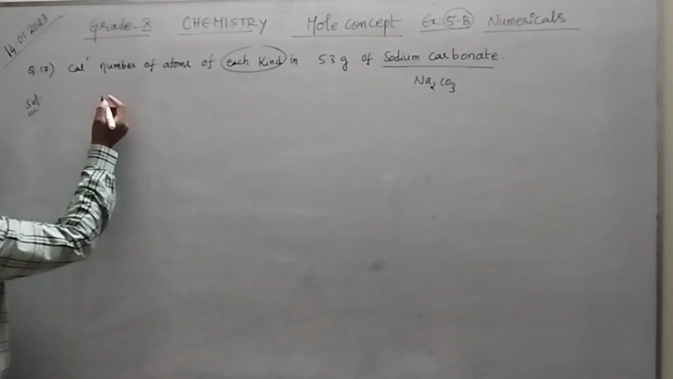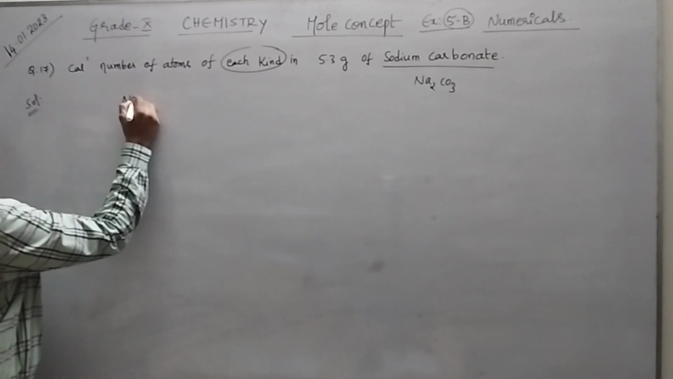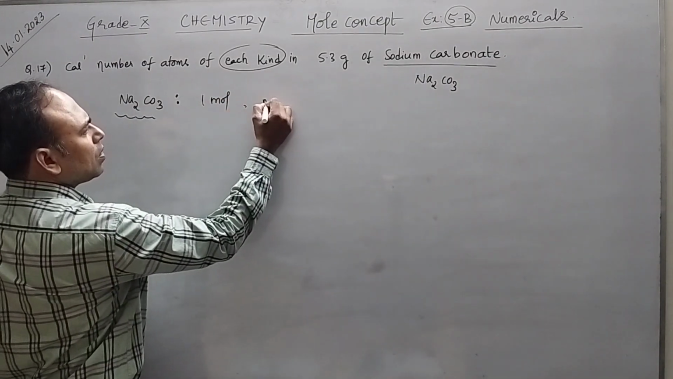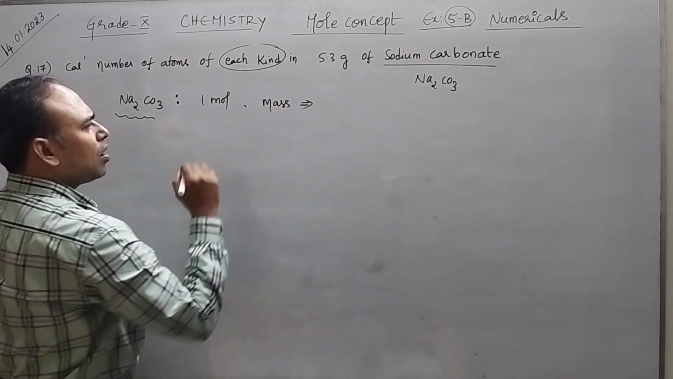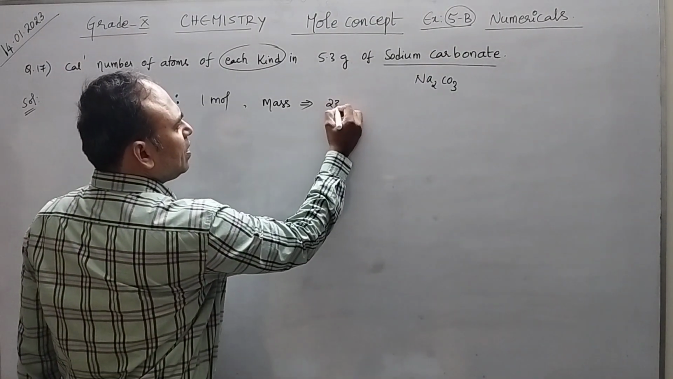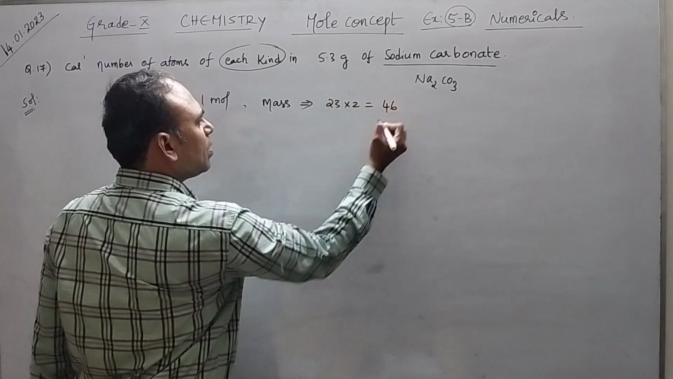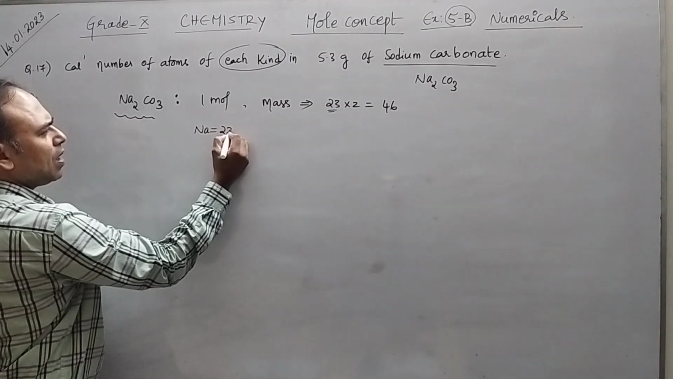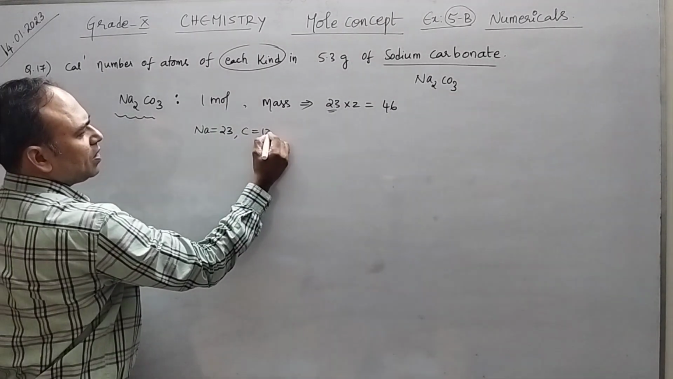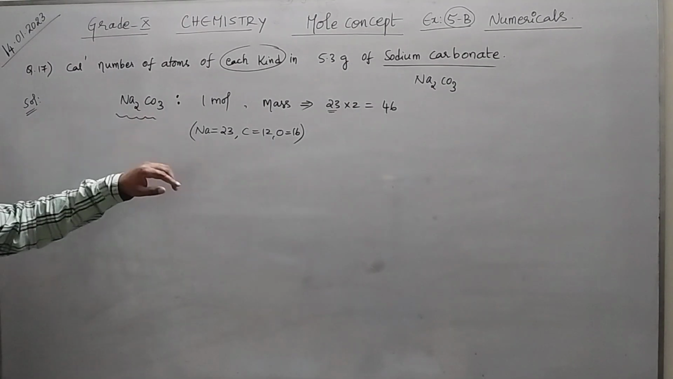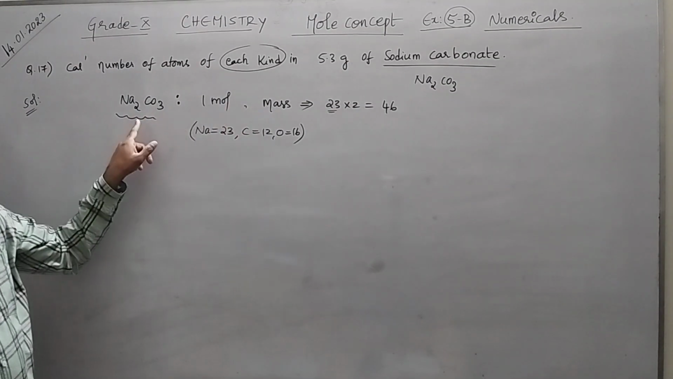For that, let us see like this. For sodium carbonate, if you are taking 1 mole, how to calculate the mass? You can calculate the molecular mass: 23 into 2 for sodium. We write the atomic masses: sodium 23, carbon 12, oxygen 16. Using this you can easily calculate the mass of 1 mole of sodium carbonate.